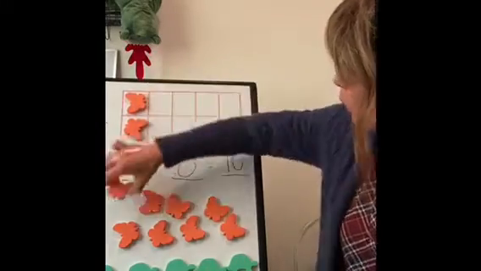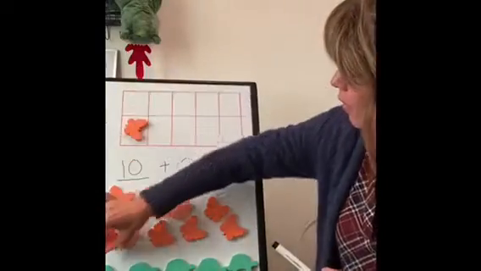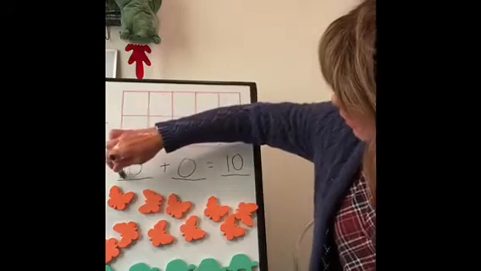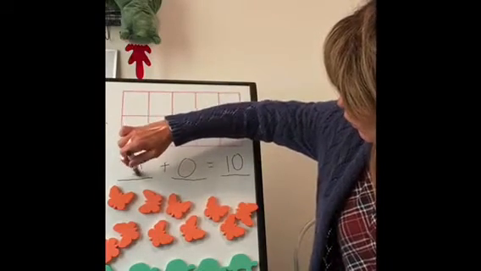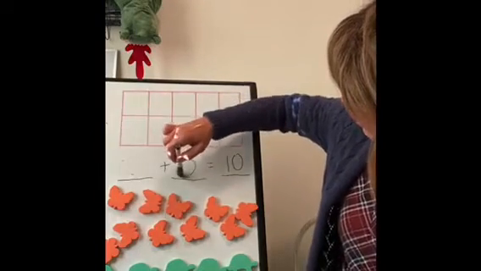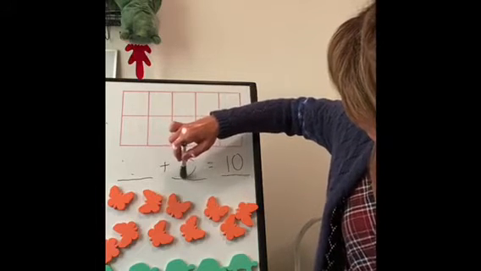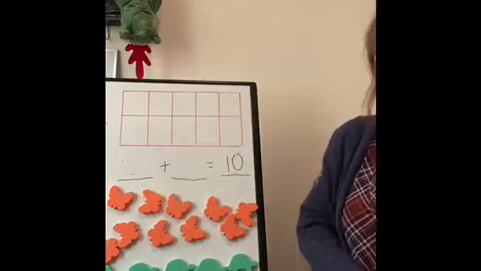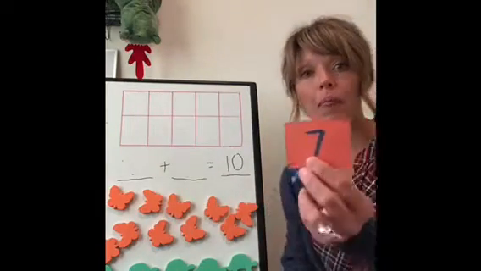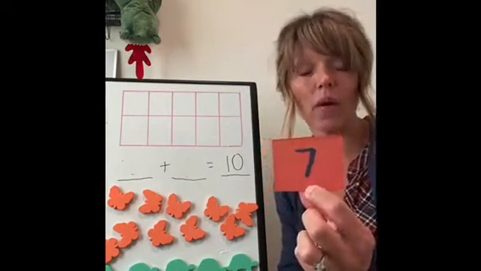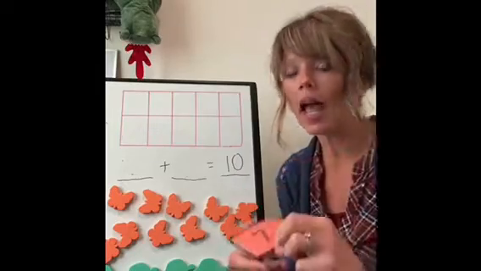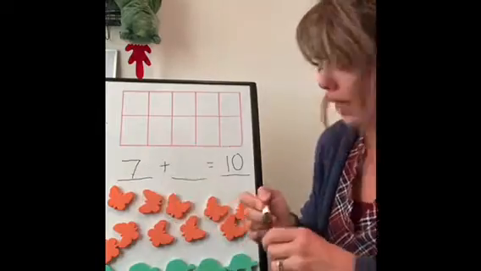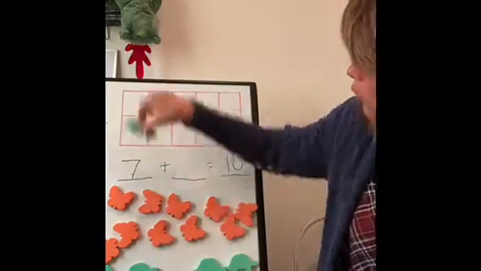Okay, so we'll try another one, and we're going to erase our numbers in our number sentence except for the one that's at the end, because we know we're equaling 10. So I'm going to erase my 10 and I'm going to erase my 0. Okay, so let's try another one. 7. Okay, so if I have 7 things, how many more would I need to make 10? So let's do 7 turtles.